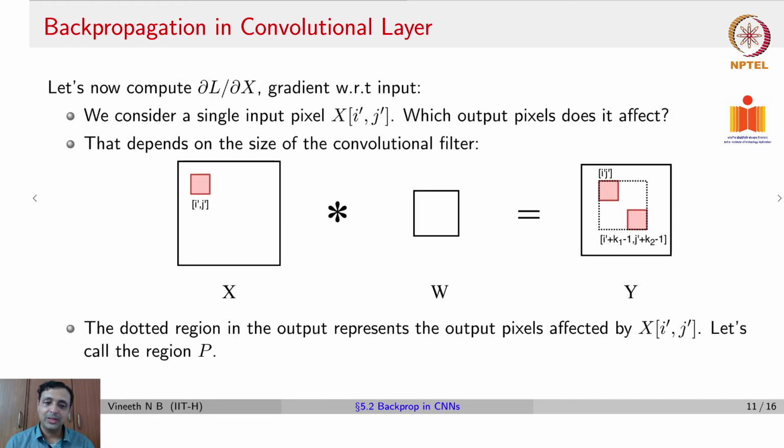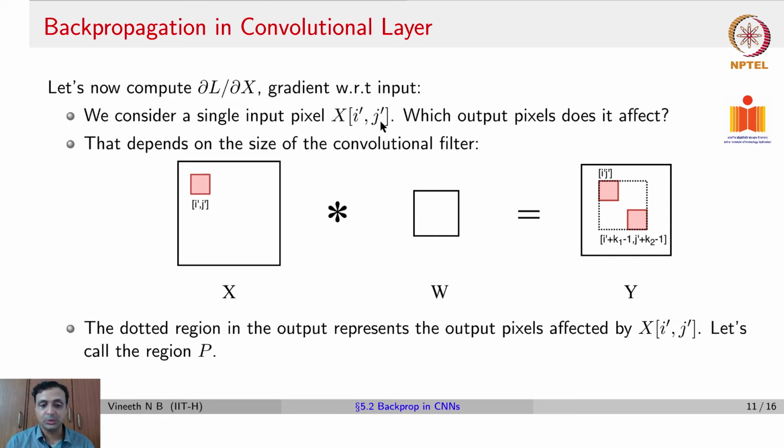Let's now move on to the next quantity, which is ∂L/∂X, the gradient with respect to the inputs of that convolutional layer. Let's once again consider a single input pixel X at i', j'. Let's again ask the question: which pixels in Y would be affected by this particular pixel in X?